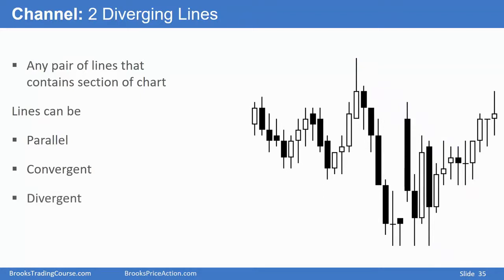Lines can also diverge. So we have a higher high, a lower low, and we tried to get another lower low. We reversed up several times. This is also a channel. It's a horizontal channel where the lines are divergent. It's a type of expanding triangle. Anytime you can draw 2 lines on the chart and they contain the price action, you have a channel, whether the lines are parallel, get closer together, convergent, get further apart, divergent. Traders will still watch to see how the market reacts near the lines.